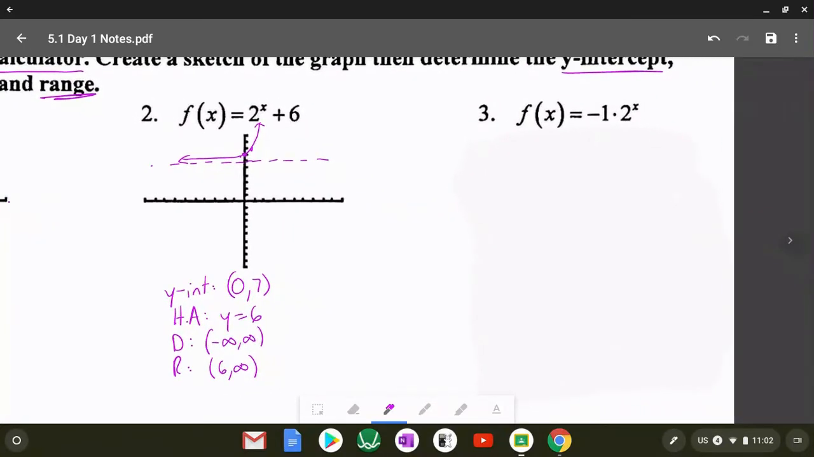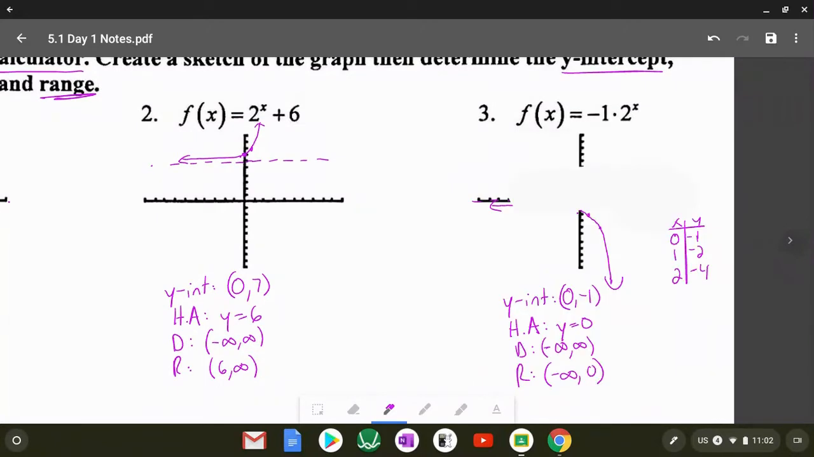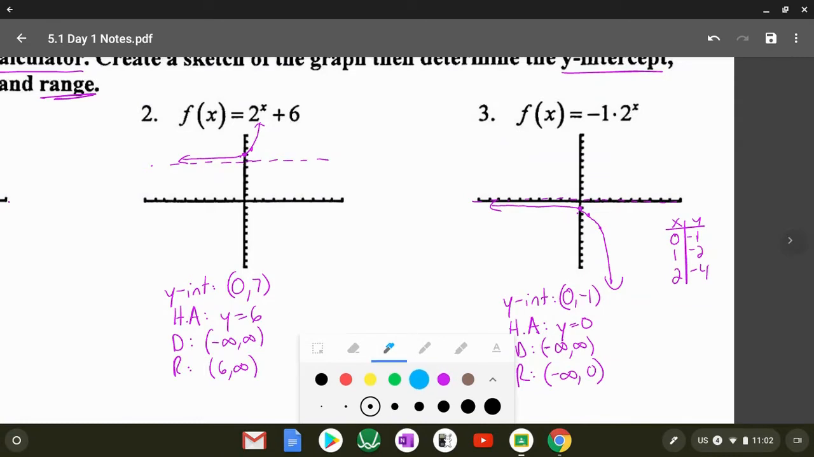If we take a look at number 3, this graph had reflected downward. So this time our y-intercept is actually at (0, -1). And then the horizontal asymptote is still on the y equals 0 line. Domain's the same. And then the range is from -infinity to 0. Make sure, again, we are from least to greatest. It goes down forever, but it cannot pass that y equals 0, the x-axis.